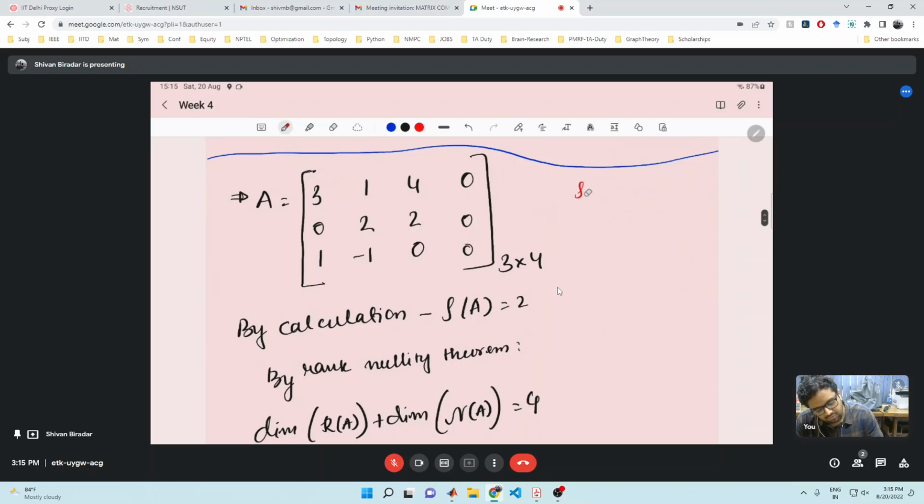Again, same procedure. First, you are given a matrix A. Find out the RREF, the row reduced echelon form corresponding to matrix A. And this would be A tilde.